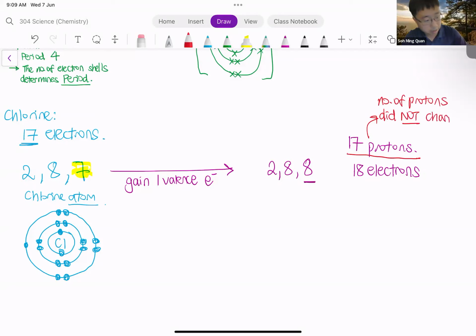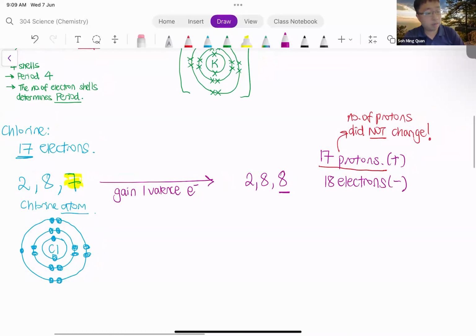Okay, and this is a concept. Protons don't change. So it still has 17 protons like before. Protons are never lost, never gained during a chemical reaction. So it still has 17 protons, but now it gained 1 electron. So proton is plus, electron is minus. So now easy to work out, right? Once you know that it's 17 protons, 18 electrons, you can now work out the overall charge.